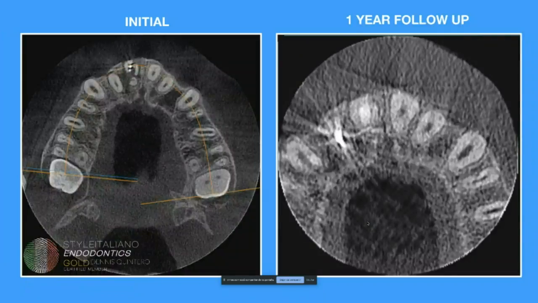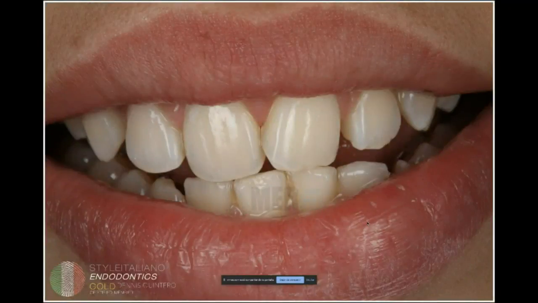And also you can see on the axial cut a really great regeneration of the bone in this. Okay, and then after that, this clinical picture is the patient 1 year later. Okay, you can see how we have saved this.